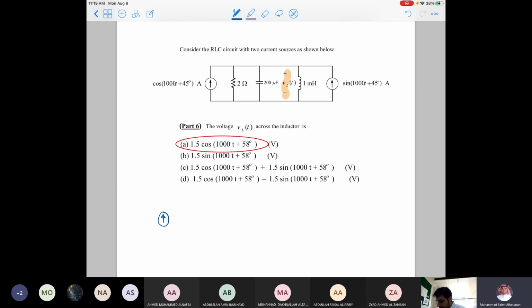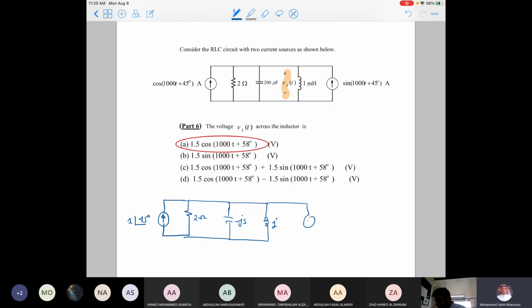So what's the phasor form of cosine 1000t plus 45? The amplitude is 1. The angle is 45. Then the impedance of the resistor is 2 ohm. The impedance of the capacitor is minus J1 over omega C. Omega here is 1000, so if I do the calculation, I end up with minus J5. Then the impedance of the inductor is J omega L, so I end up with J.